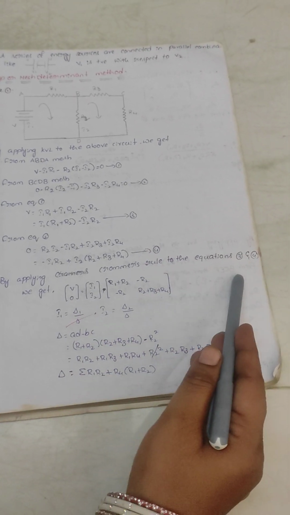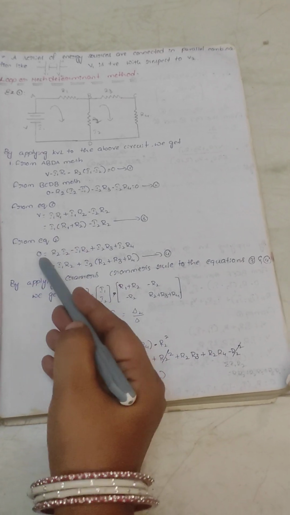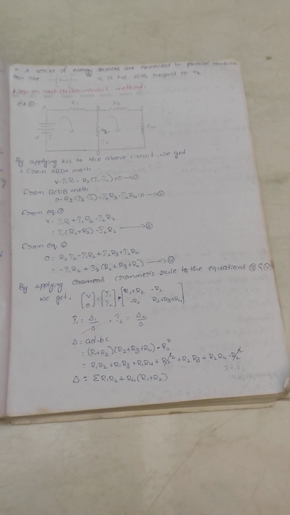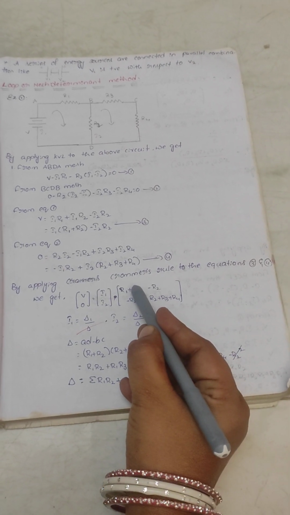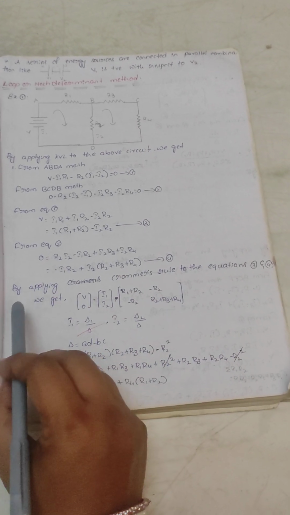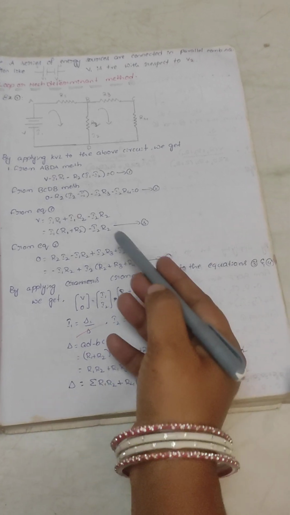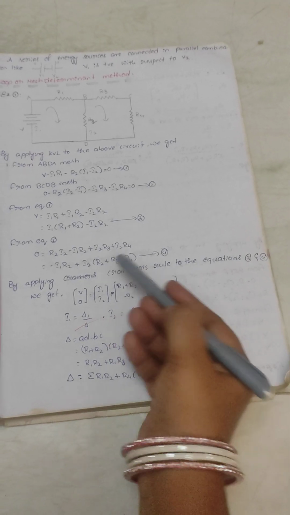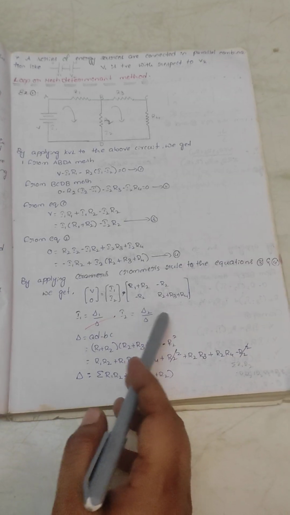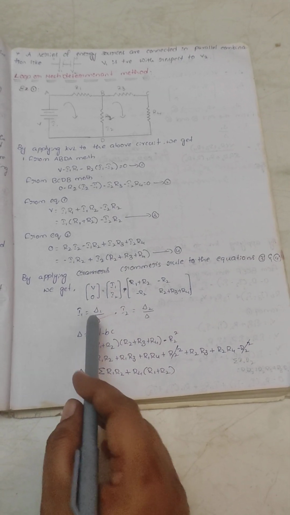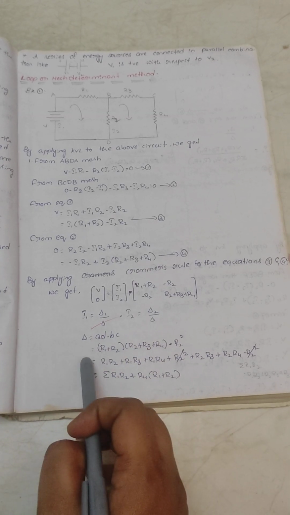By applying Cramer's rule to equations 3 and 4, we get this: V, 0 on the LHS; I1 terms R1 plus R2 and minus R2; I2 terms minus R2 and R2 plus R3 plus R4. This is Cramer's rule. By using it, I1 is equal to delta 1 by delta and I2 is equal to delta 2 by delta. We have to find the delta value first.